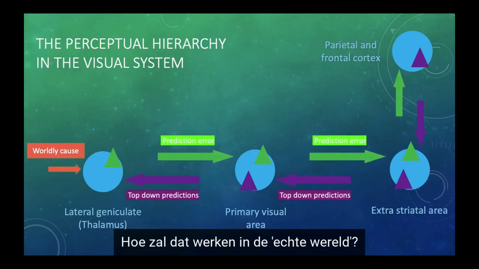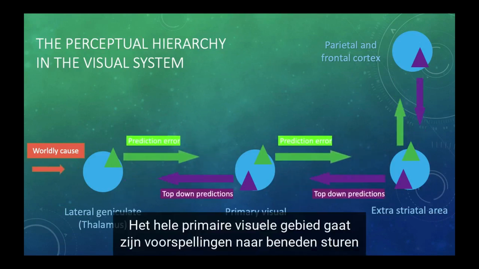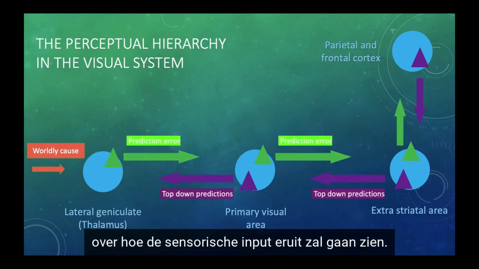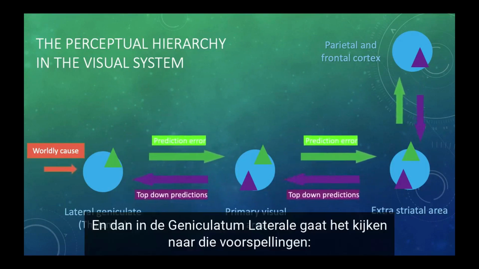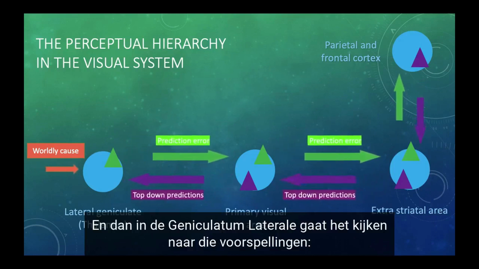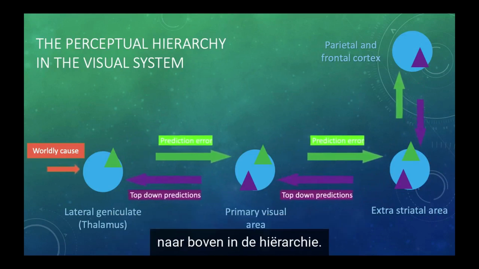So in a real world system, let's try and think, how is this going to work? Well, the primary visual area is going to be sending down its predictions about what the sensory input is going to look like, and then the lateral geniculate is going to be looking at those predictions, saying, is there something different, and then sending that prediction error up the hierarchy.